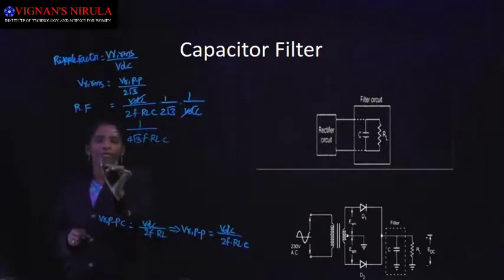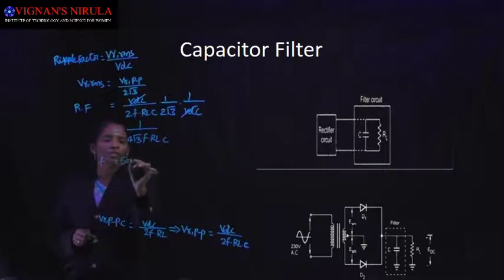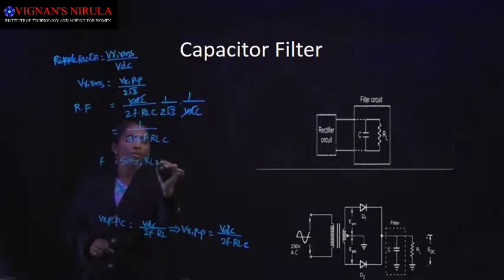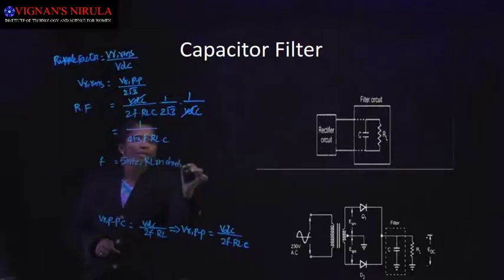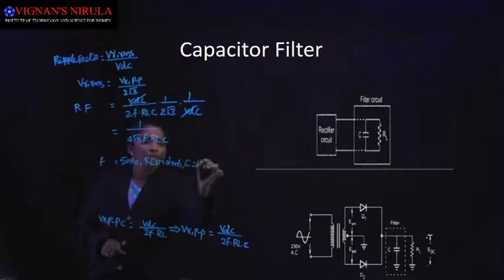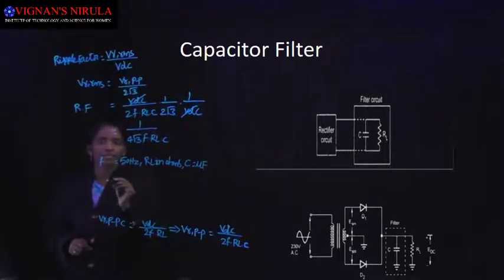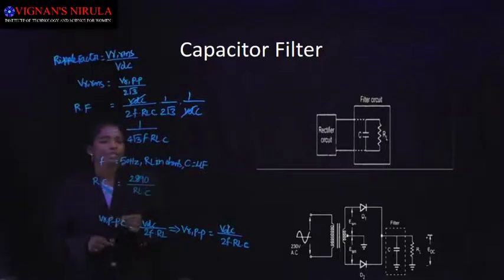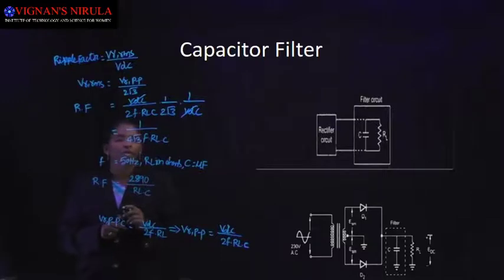If you consider frequency equal to 50 Hz, RL in ohms, and capacitor value in microfarads, then we will get ripple factor equal to 2890 divided by RL into C. After substituting the F value, F equal to 50 Hz, the ripple factor for the capacitor filter is 2890 divided by RL into C.